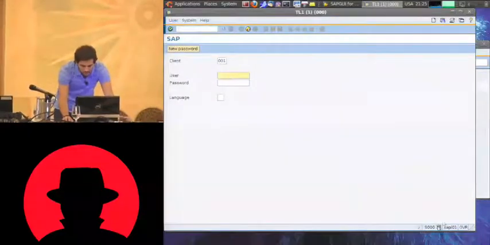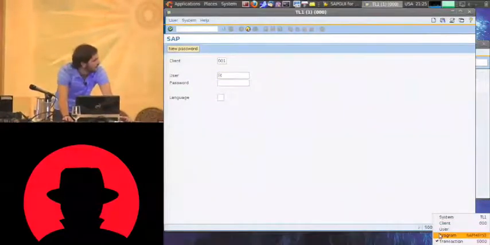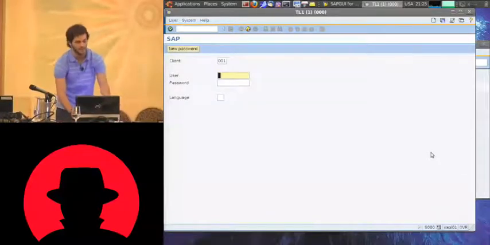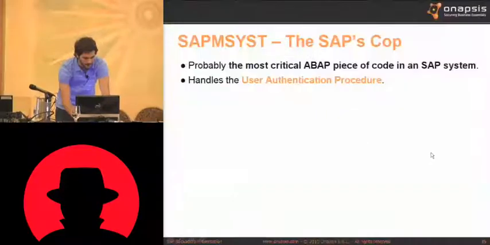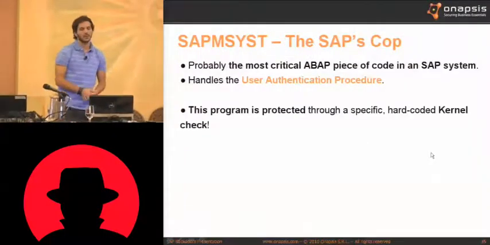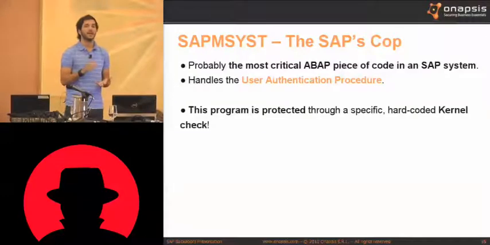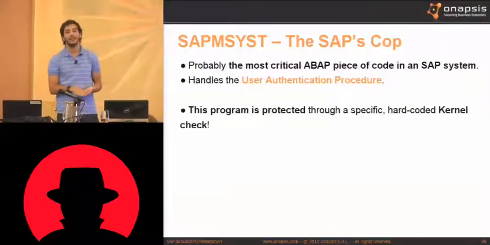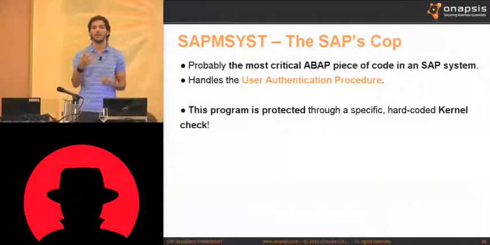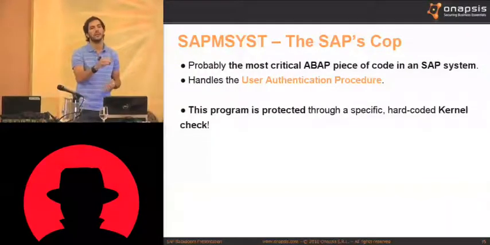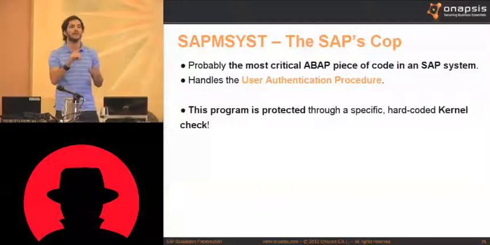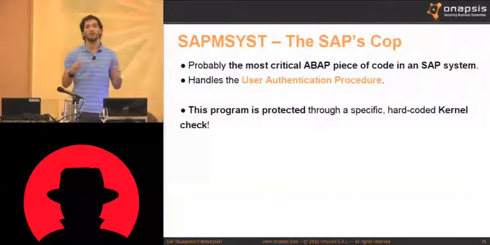This screen here, if you see in the right bottom, this is actually an ABAP program that is processing your client user and password. It's SAP MSysT, so it handles the user authentication. What I discovered was that this program was protected through a specific hard-coded check in the kernel. So if you get the kernel binary and you analyze it, you'll see that there is a particular piece of code that says that if the requested program is SAP MSysT or some others, don't access it. It has nothing to do with the magic ABAP string.